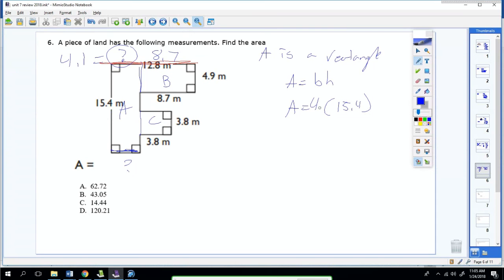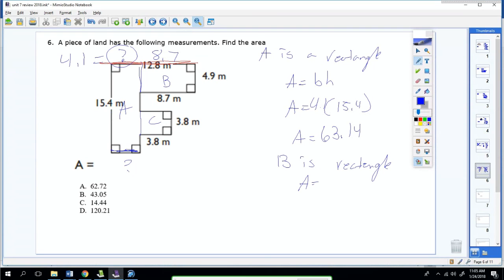So my base will be 4.1. So now you're going to do 4.1 times 15.4. So 4.1 times 15.4 is 63.14. All right, B. B is also a rectangle.